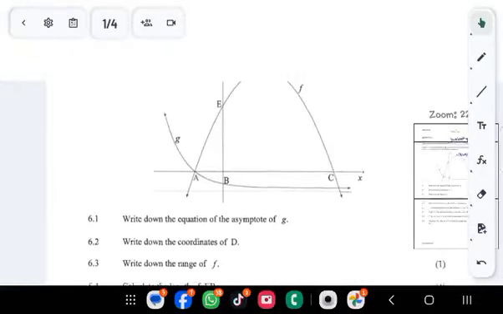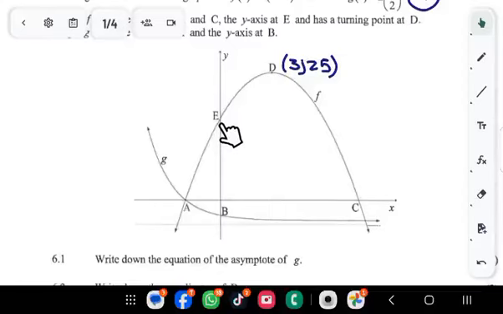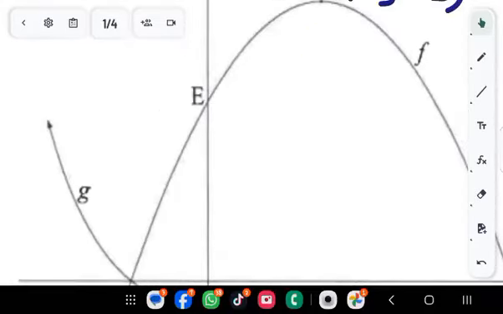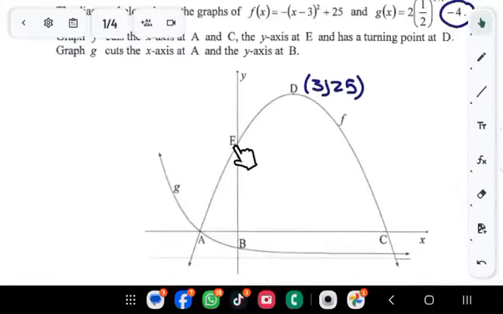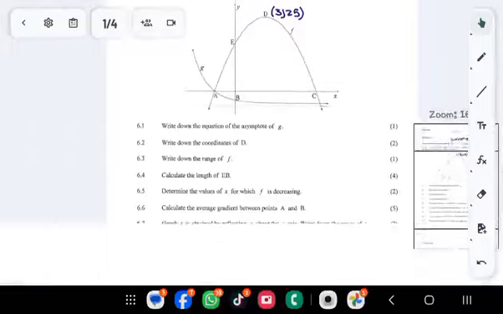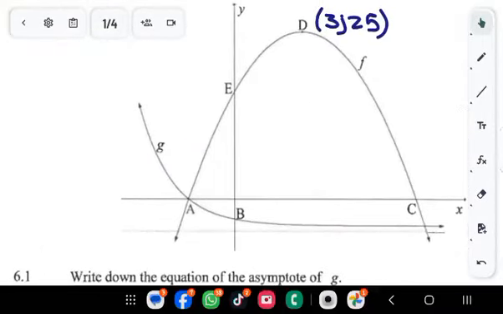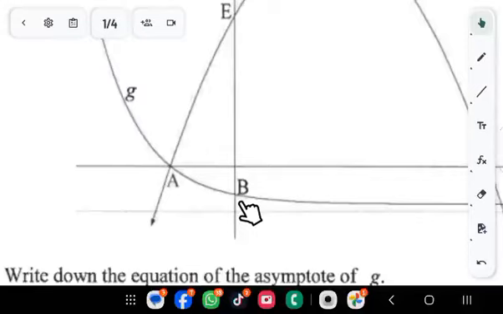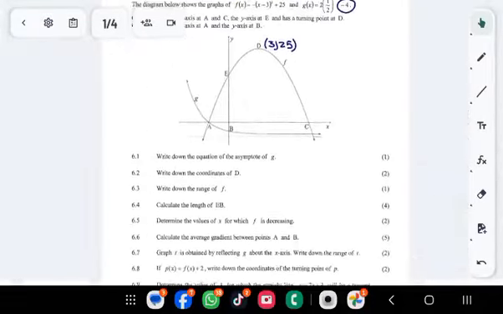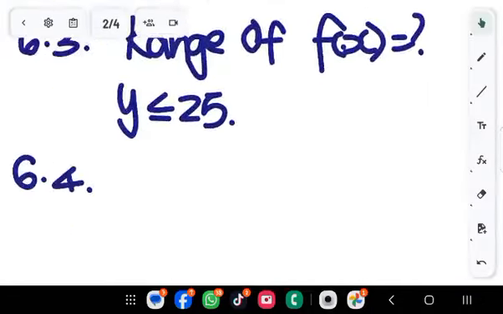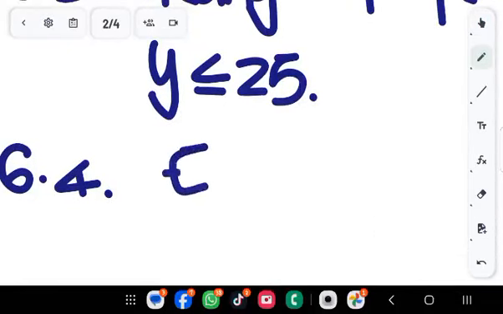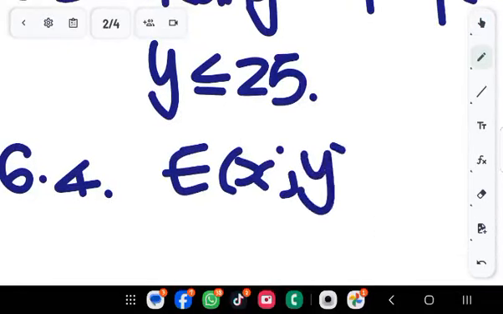Calculate the length of EB. Let's look at what EB needs. We need to figure out the coordinates of the y-intercept of f. So E is the y-intercept, let's find that, and then we also need to find the coordinates of B, which is the y-intercept of g. All right, let's find the y-intercept of f. Okay, we need to find the coordinates of E and the coordinates of B.